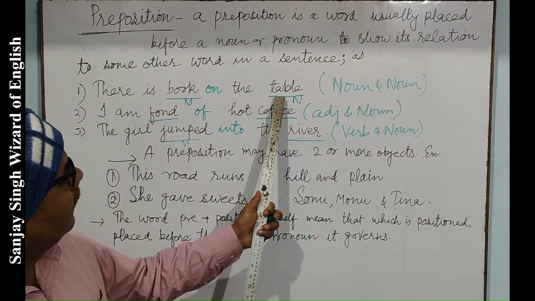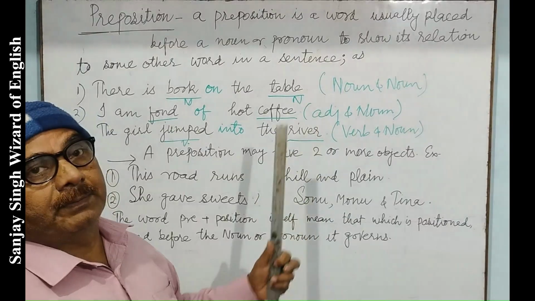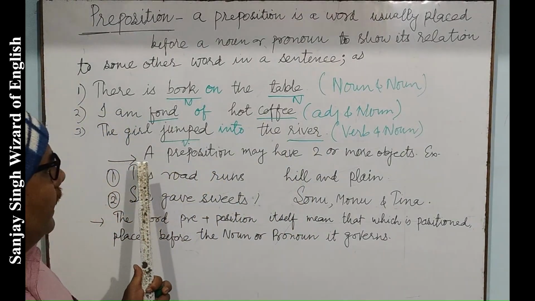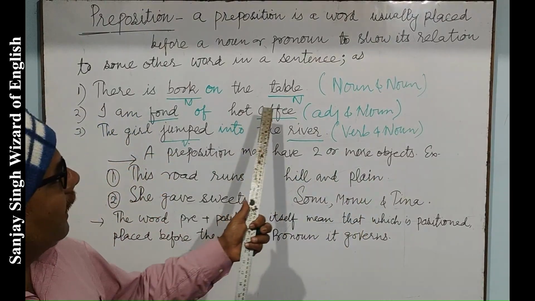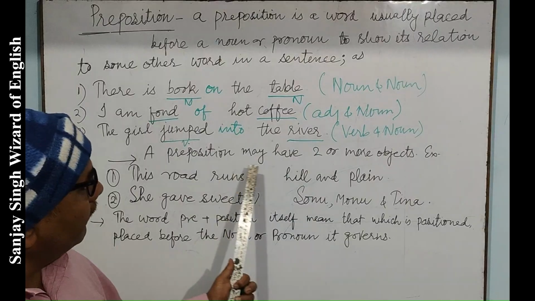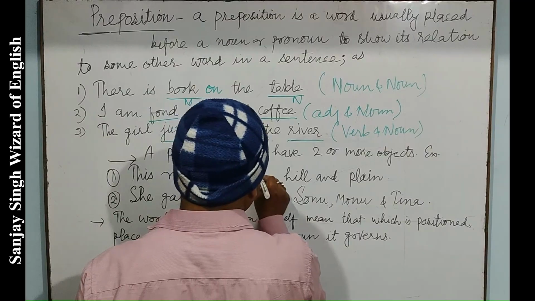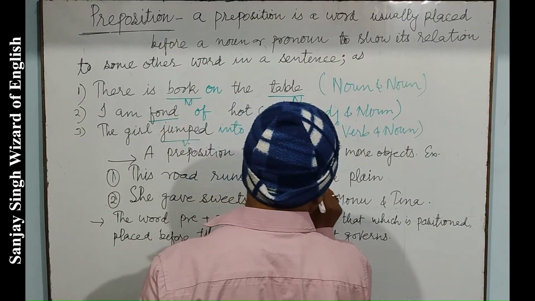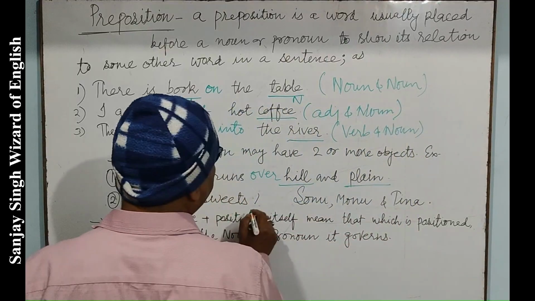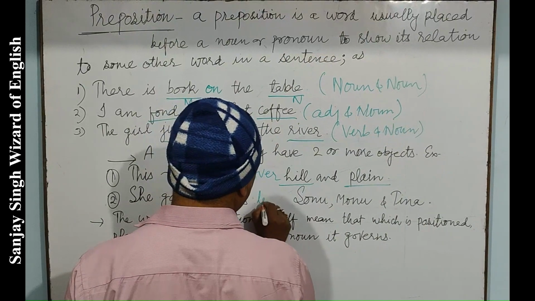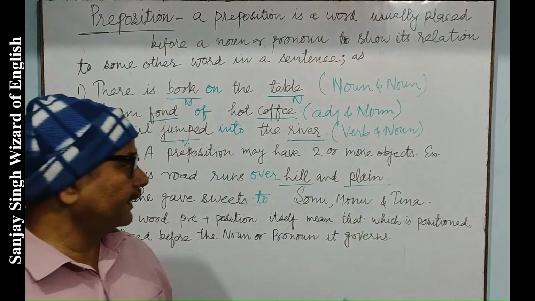Now the table, hot coffee, the river, it is called the object of the preposition. Now once again, a preposition may have two or more objects. The way here it has got one object, it may have two or more objects. For example, this road runs over hill and plain. So here it has got two objects. She gave sweets to Sonu, Monu and Tina. Here it has got three objects.